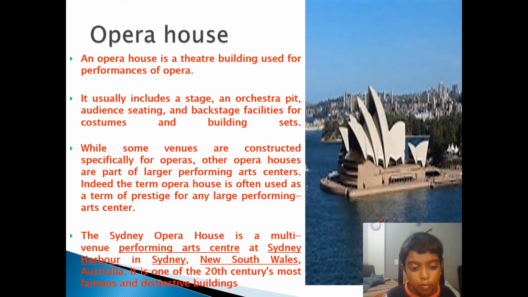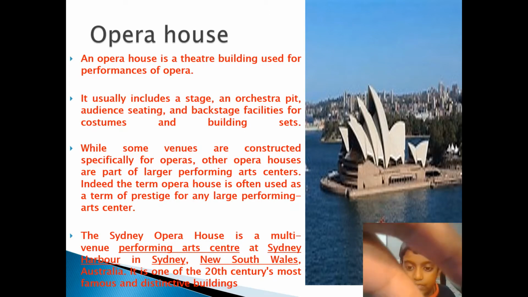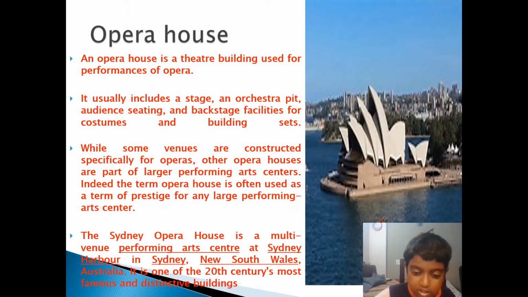The Sydney Opera House is a multi-venue performing arts centre at Sydney Harbour in Sydney, New South Wales, Australia. It is one of the 20th century's most famous and distinctive buildings, friends. And this is the Opera House photo you can see on the right side of the screen, friends. Okay, so I'm erasing it, friends, so we can go to the next slide.